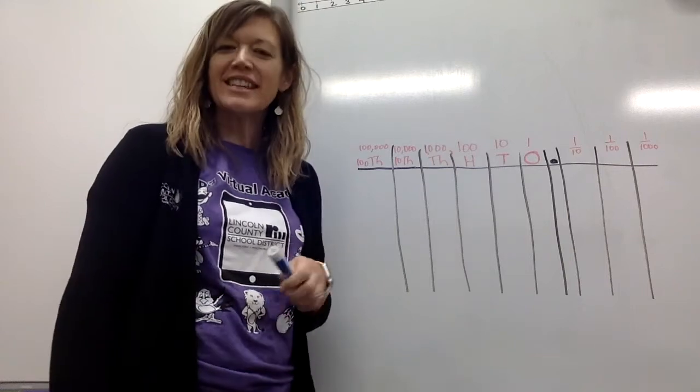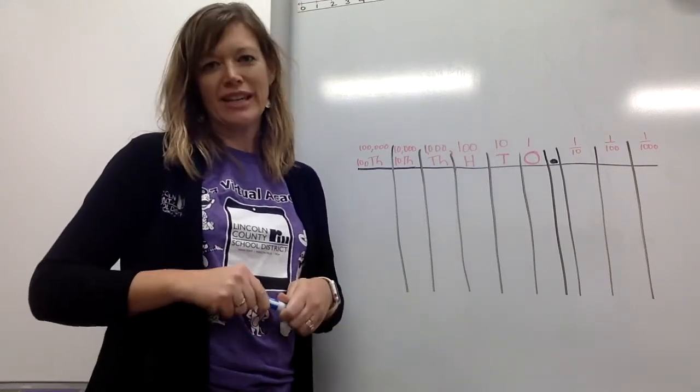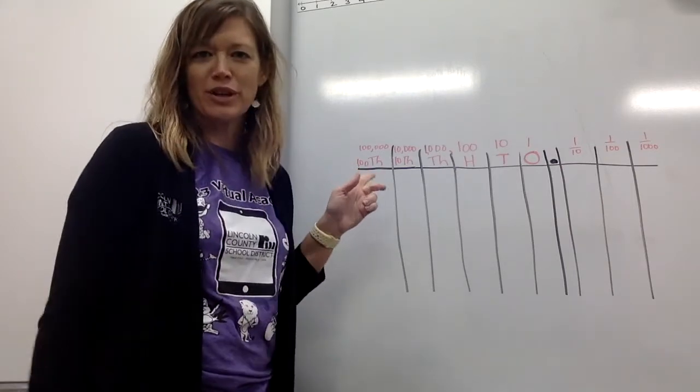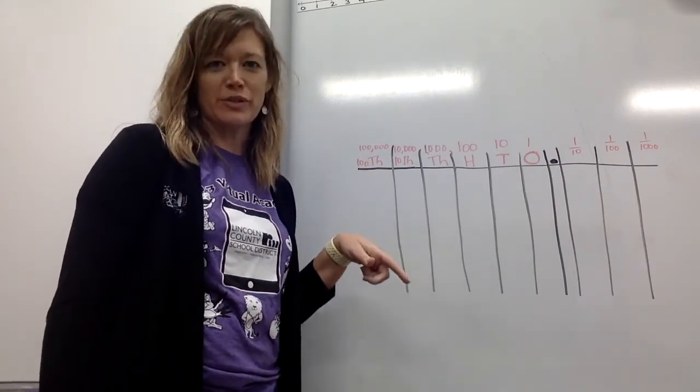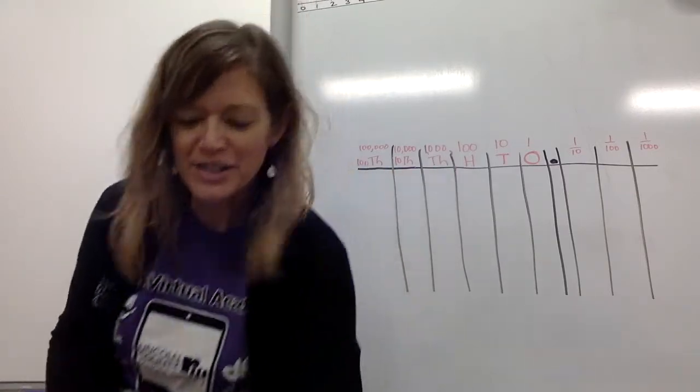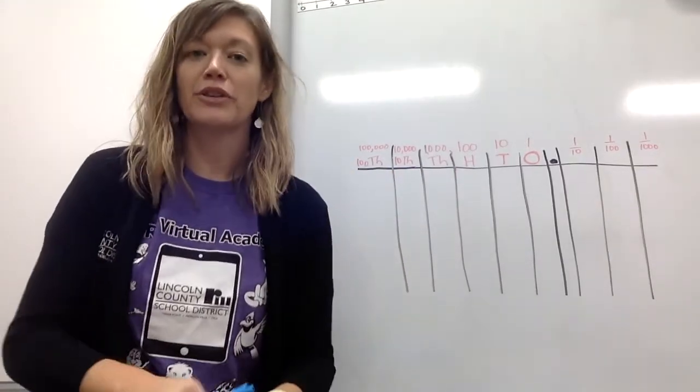Hey, fifth grade, let's take a quick look at how we can understand multiplying by decimals. I want to bring you back to our place value chart really quickly because this is a great way to visualize why our numbers in our base 10 system work well. Let's start out with a basic number of 1.